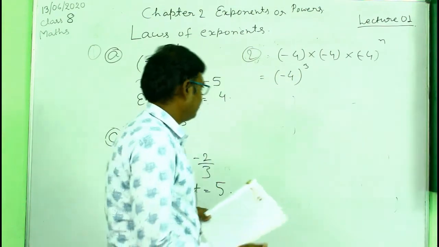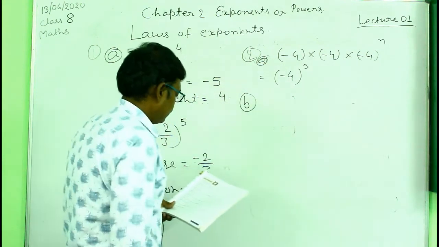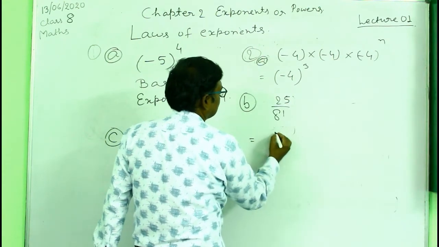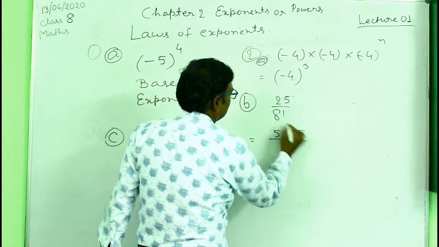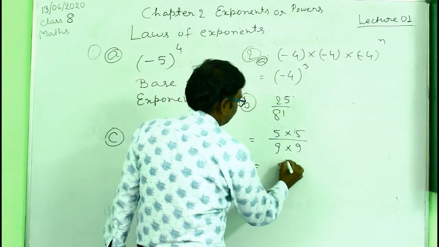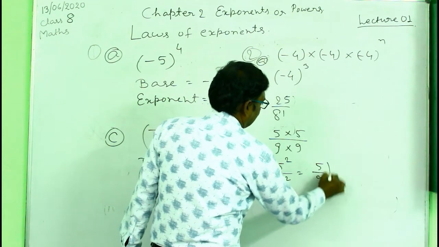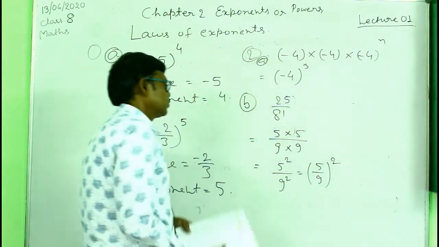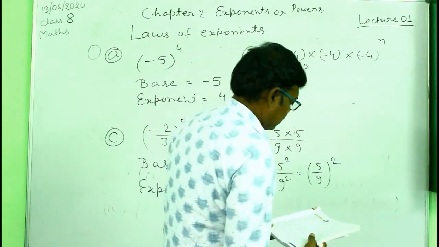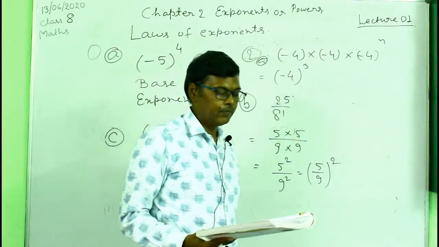Similarly, this is A and what is B? 25 by 81. First it will be written as 5 into 5 and 81 as 9 into 9. So it will be 5 square by 9 square, it is equal to 5 by 9 whole square. So this is the exponential form of this number. Similarly you can write C and D. I am not going to solve C and D, you will solve it yourself.